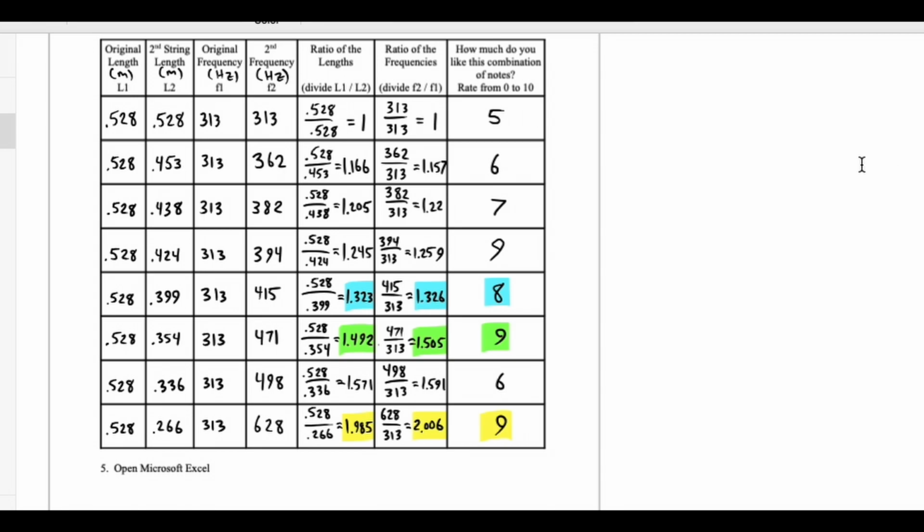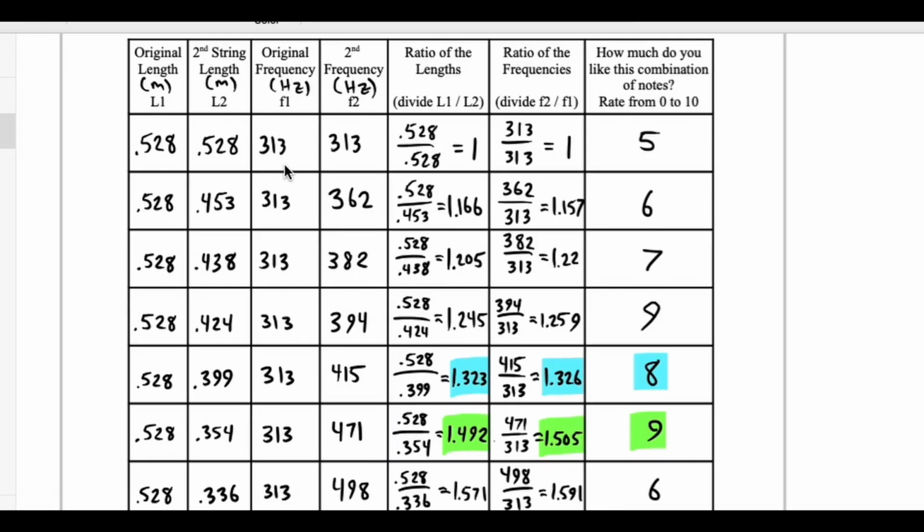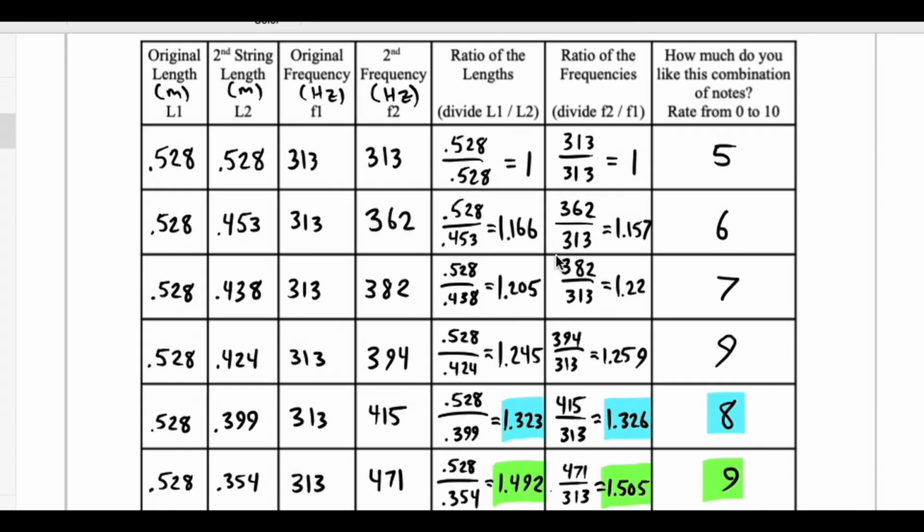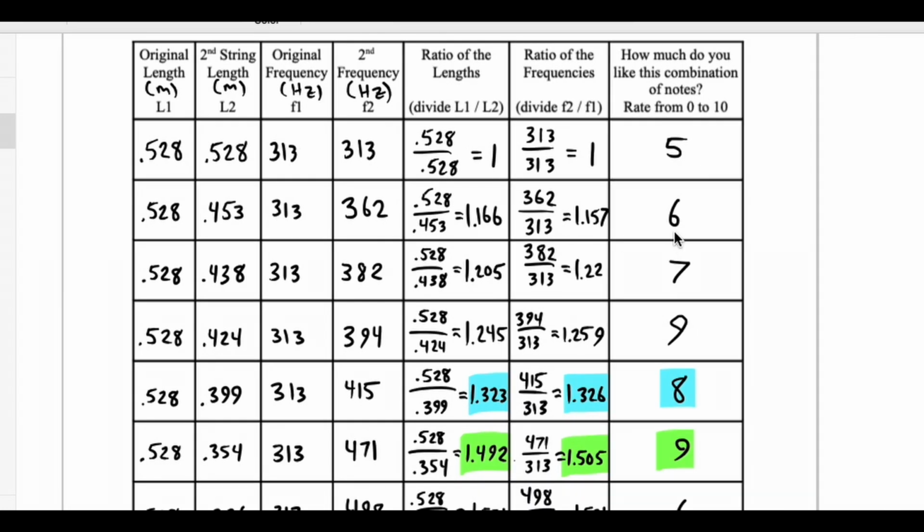First of all, I thought that when the two string lengths were the same, the frequency I had started with was an E flat, 313 hertz. And I thought when the two strings were in unison, I thought that was pretty cool, so I put a 5 for that. Then as I shortened one of the lengths, I got the ratio here to be 1.166. And I thought that sounded pretty cool.